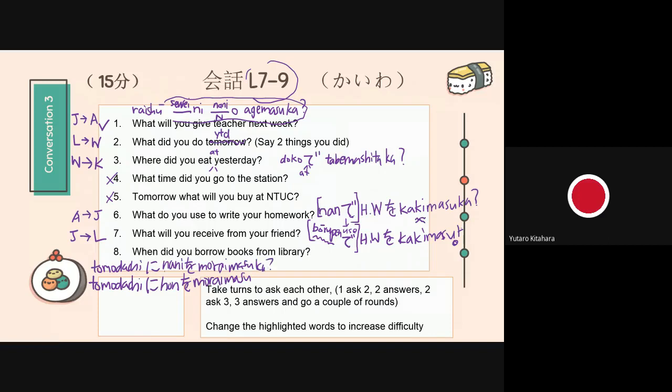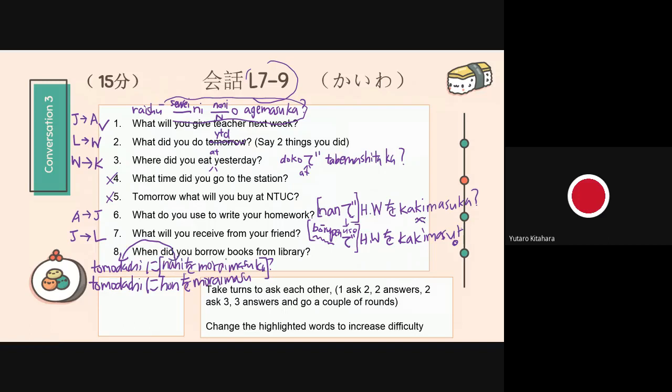Okay, because the question is receive what? Nani o moraimasu ka? From friend, tomodachi ni. Okay, does it make sense? It means your what and the friend are wrong already. Because if you say tomodachi o moraimasu, it means you receive friend from what? It's just these two things you swapped by mistake.